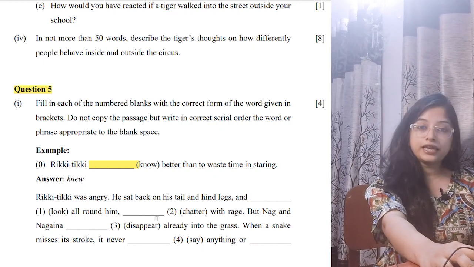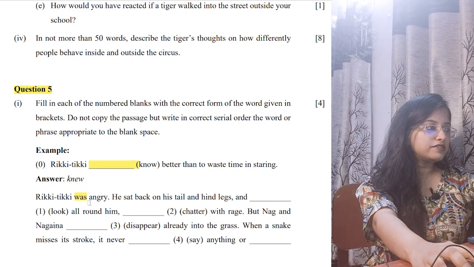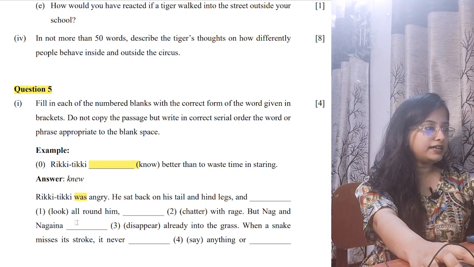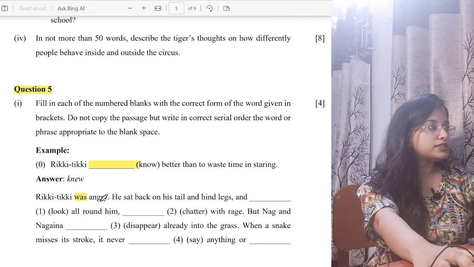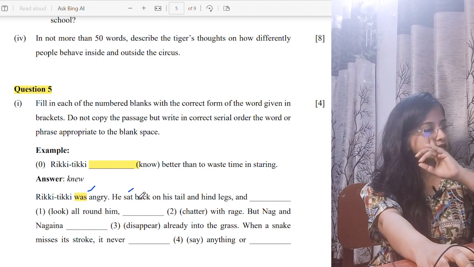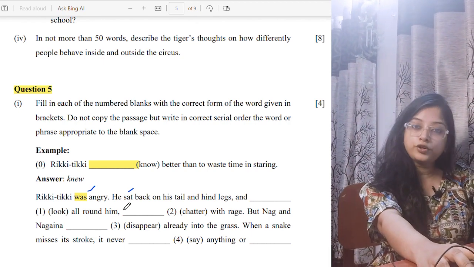Let's see if we can understand this passage. Rikki Tikki was angry. So the first hint is given to you. Also check the hints. He sat back on his tail and hind legs and dashed all round him. So this is the action which is done while he was angry, right? Because this is another hint given, sat. So sat is the hint given. Of course the same sentence cannot have a different verb. Of course it is going to be past.